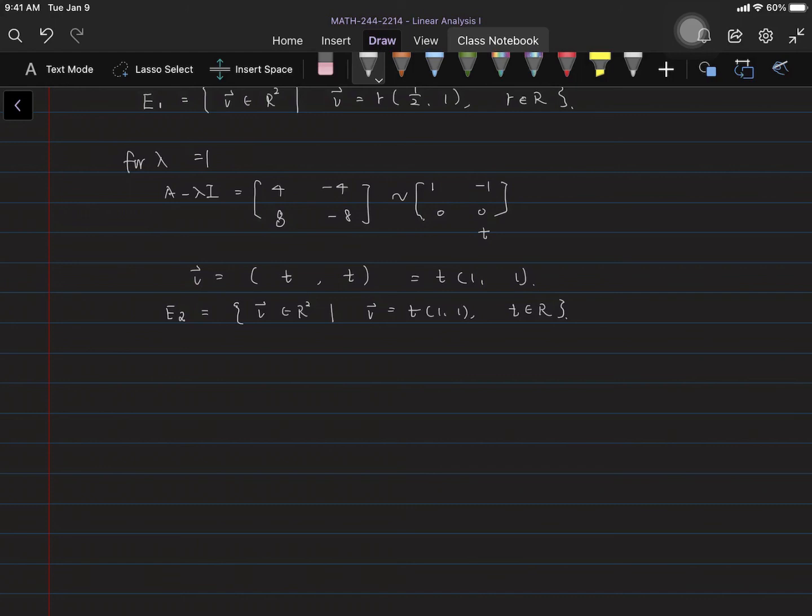Now let's take a look at example 2. Determine all eigenspaces and their dimensions for the matrix. Do you still remember what the dimension means?